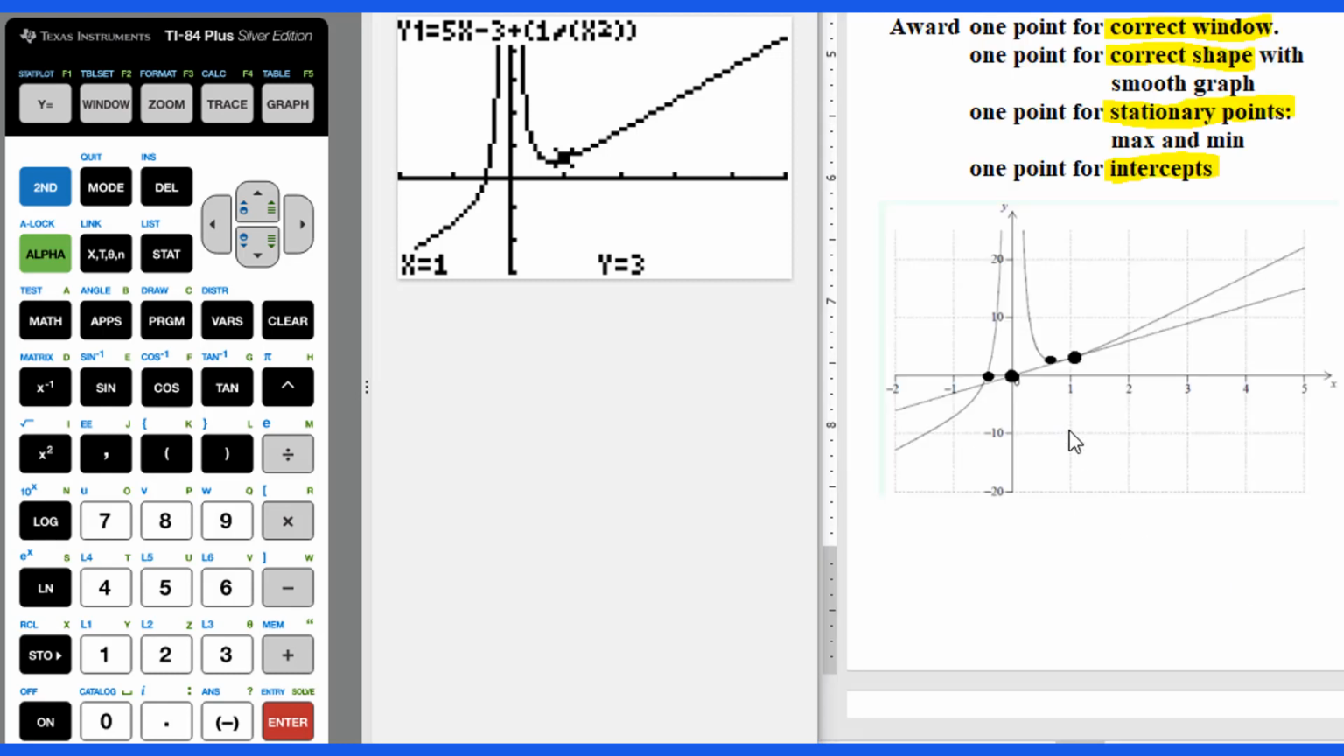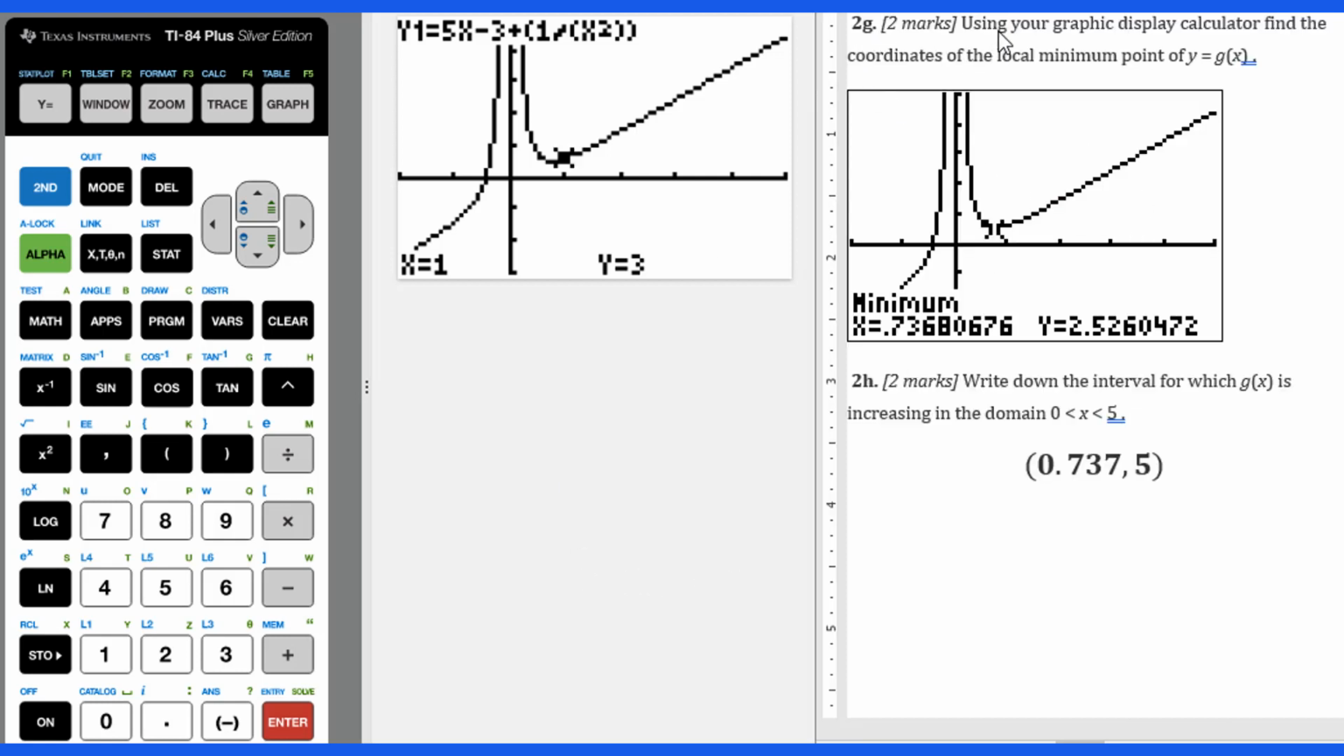This is the given answer key to this graph. Make sure it's a correct window, correct shape with a smooth graph. The y-axis is a vertical asymptote line. And for the stationary points, you have the minimum point and also the x-intercept. When you draw this tangent line, make sure it's accurate. So 1, 3 is here. This will be 0, 0. The tangent line will pass through these two points.